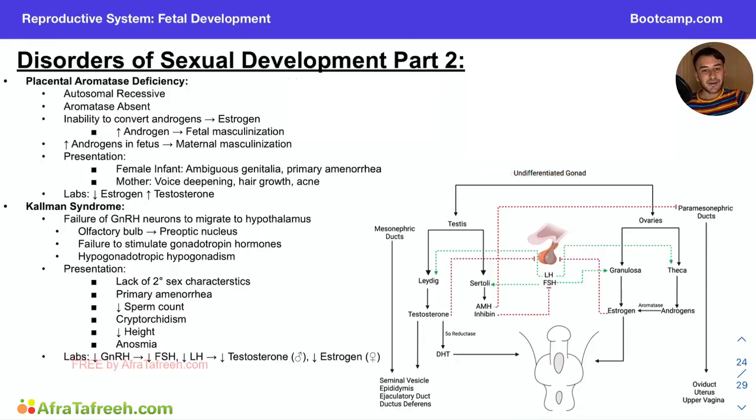Let's start off by talking about placental aromatase deficiency, and this is exactly what it sounds like. We are lacking the enzyme aromatase. This is going to be an autosomal recessive condition in which our aromatase enzyme is absent.